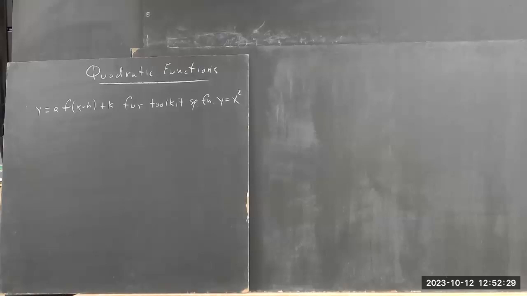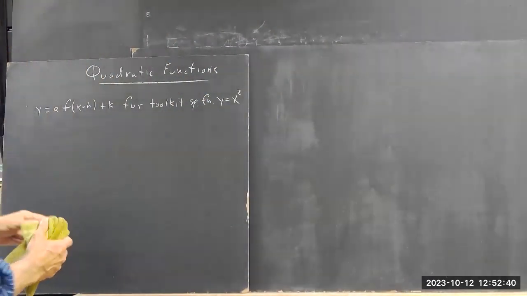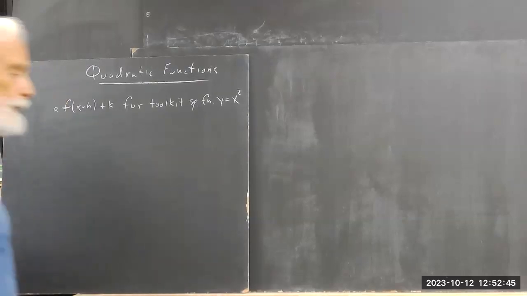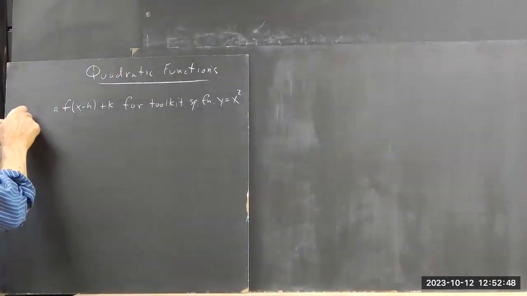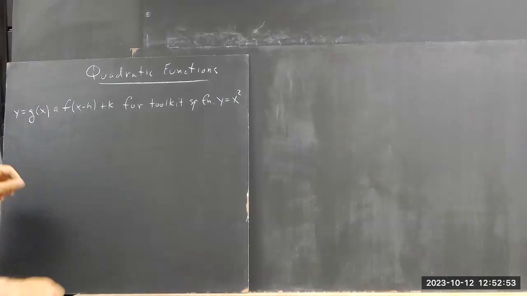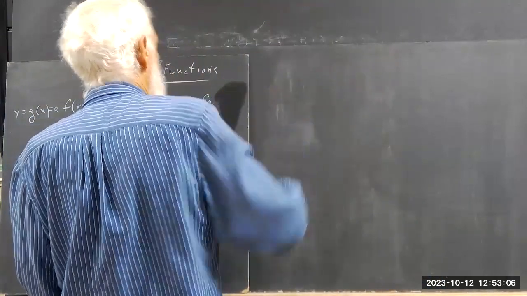Okay, what's a quadratic function? A quadratic function would be y equals a times f of (x minus h) quantity squared plus k, where f is your toolkit squaring function. You learned how to construct these functions early in the course. I'll use y equals g of x. G of x is your quadratic function. F of x is your toolkit squaring function.